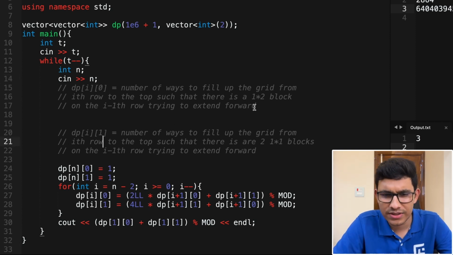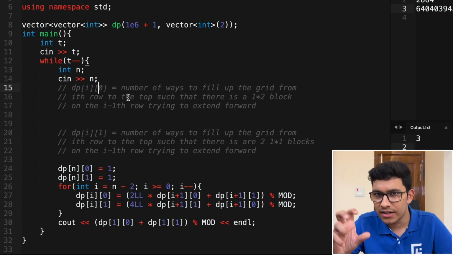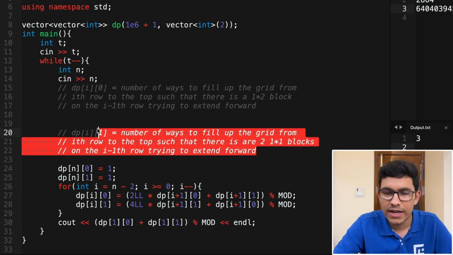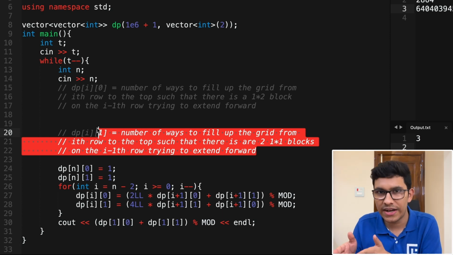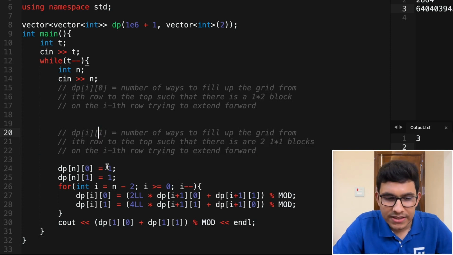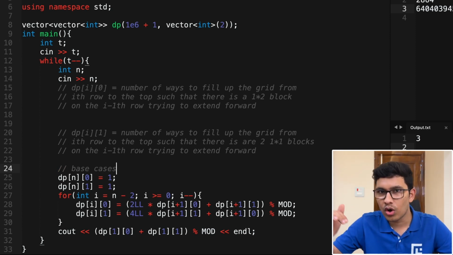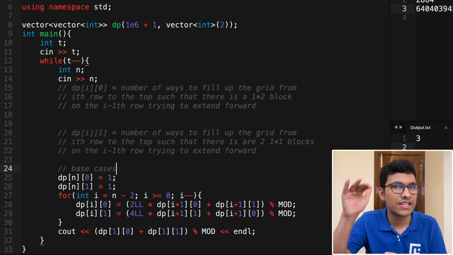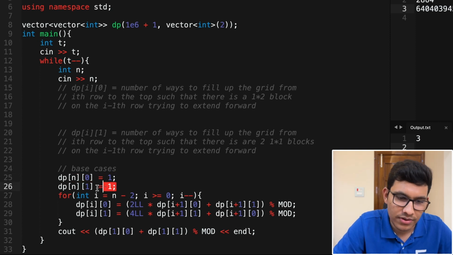Right, so these are the states that I had already told you. DP of I comma 0 is the number of ways to fill up the grid from the ith row to the top such that there is a horizontal cell trying to extend forward. Similarly, DP of I comma 1 is the number of ways to fill from the ith row to the top such that there are two vertical cells trying to extend forward. These were the base cases. We said that if you've reached the end, if you've crossed the grid, it just means that whatever cells were trying to extend, you will have to close them. So DP of n comma 0 is 1, DP of n comma 1 is 1.